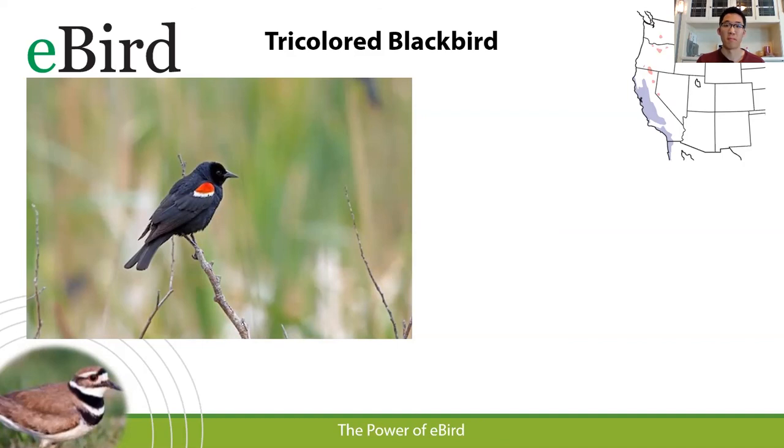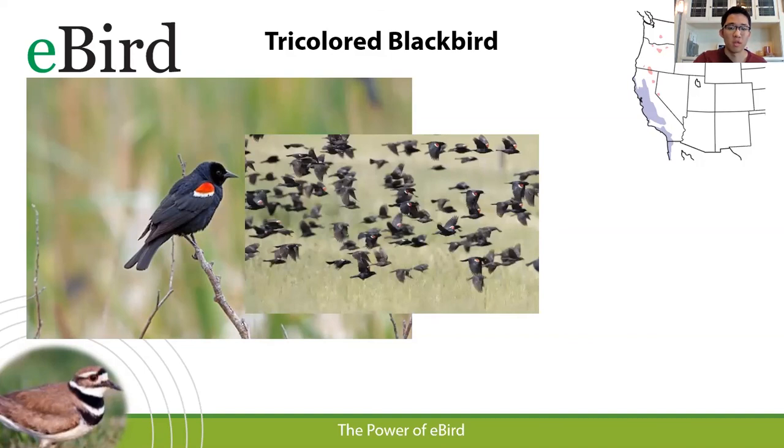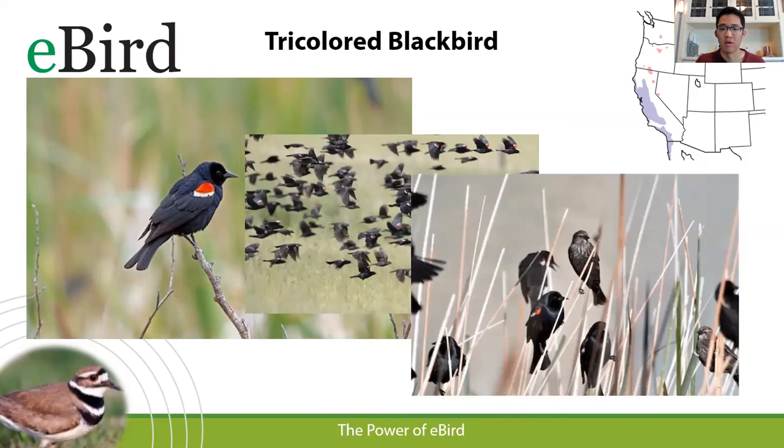The reason is that tricolored blackbirds flock in massive groups. They can create flocks of even 100,000 or 200,000 birds. And they travel in these groups for the breeding season, and they use the farm fields of California to raise their young, and it provides a food source for them. Here's a picture of a large group of tricolored blackbirds in the farm field.